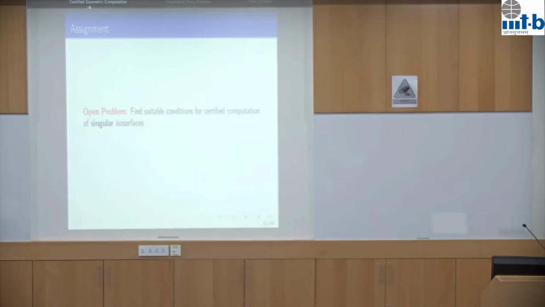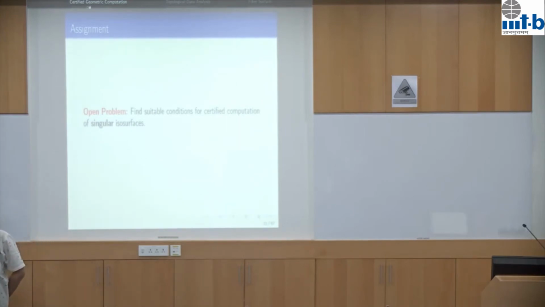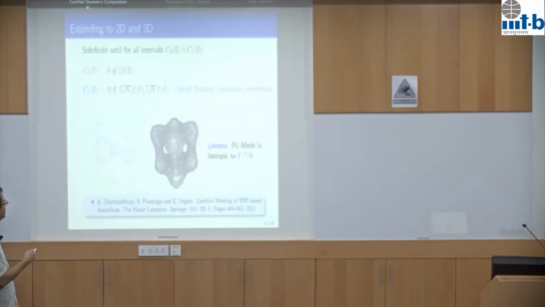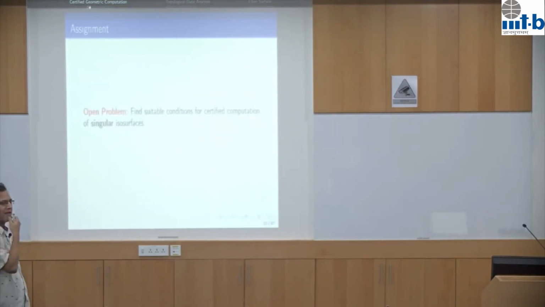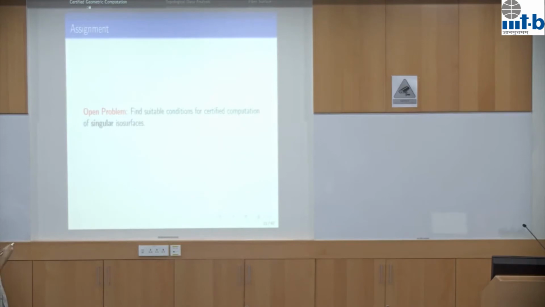That depends on your input. This will always vary depending on the complexity of your scalar field. Yes, so this problem, if you see, we are trying to find conditions for certified computation of singular isosurfaces. Singular means when there will be some point in the domain where the gradient of the function will be 0. So there it will go forever if you apply the same condition. The second condition that we stated in the previous slide will never be satisfied for these singular functions. Okay? So you need some different technique to compute these singular isosurfaces.